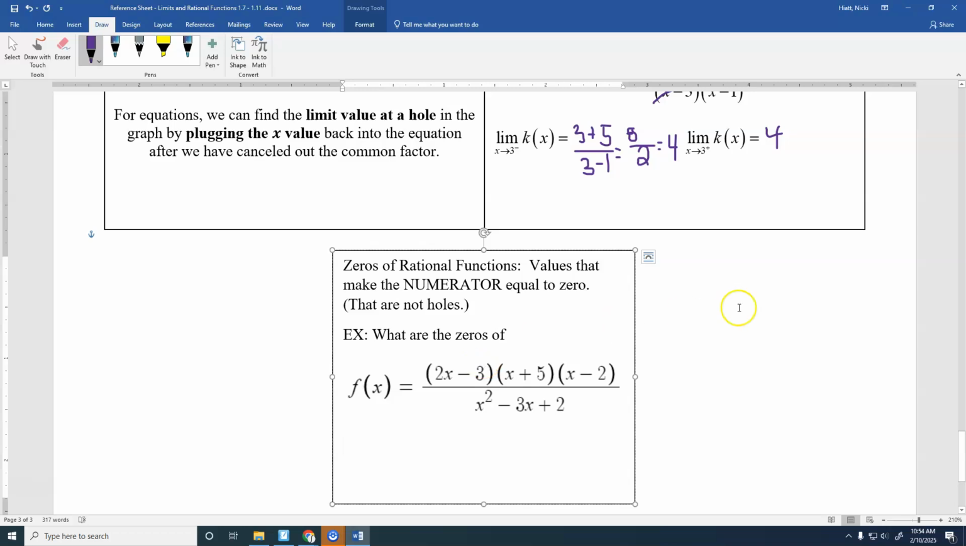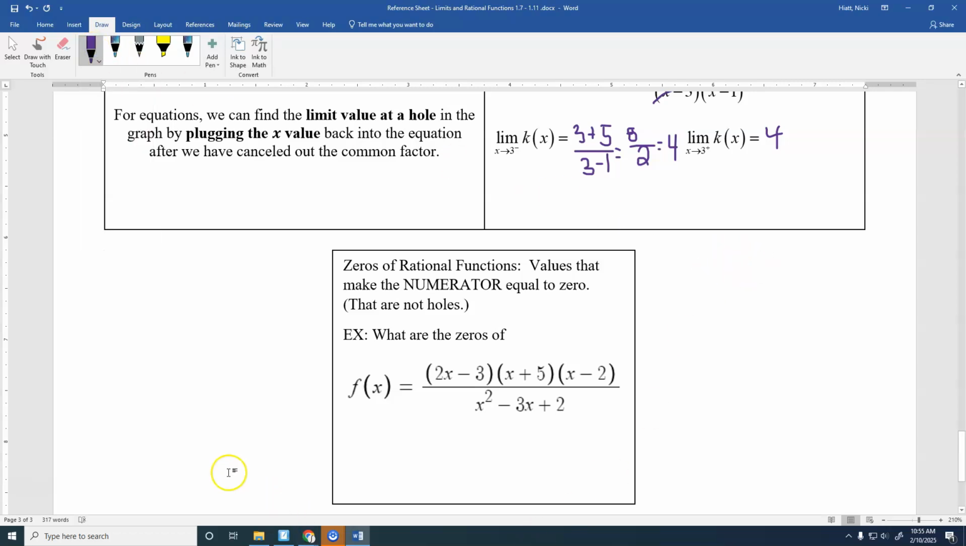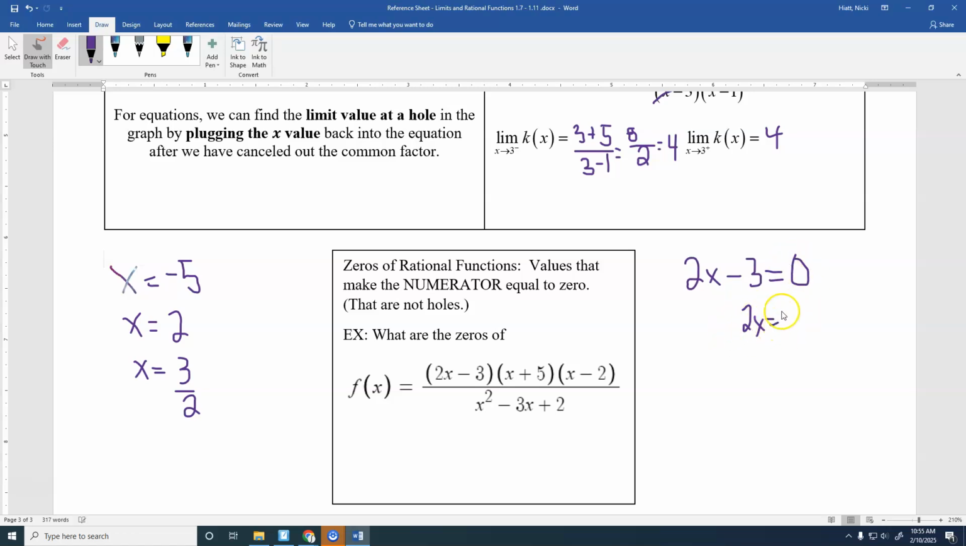Okay, so for this one, I need to be looking at the numerator. We'll do the easiest ones first. So I should get x equals -5. Theoretically, I should get x equals 2, although we got something coming here in a second. And then what will I get for the 2x minus 3? I will get 3 halves, because I will have to set 2x minus 3 equal to 0. I'll move the 3 over, so 2x will equal 3, and I'll divide by my 2. So, theoretically I should have those, but one of those is not right.